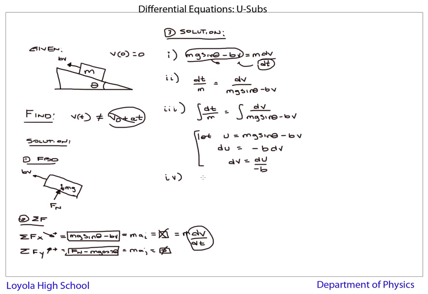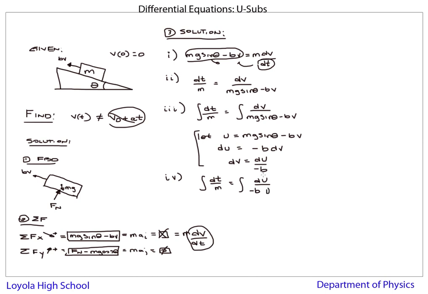And I'm going to rewrite the integral. So this is a dt. On this side, this doesn't change, over a mass equals. And this is what? Well, let's see. What's a dv? A dv is a du over minus b, right there. And this denominator here is just u.